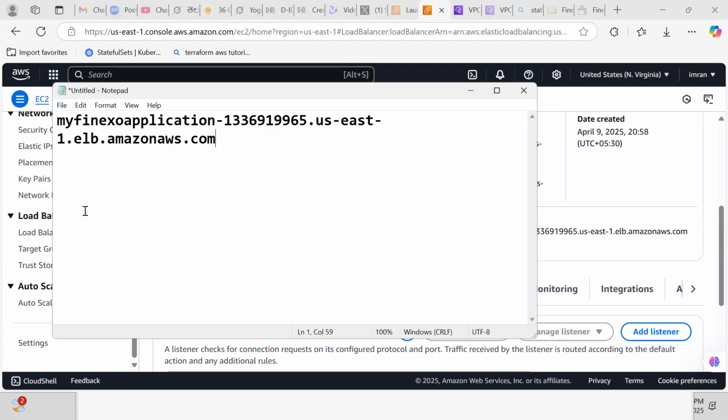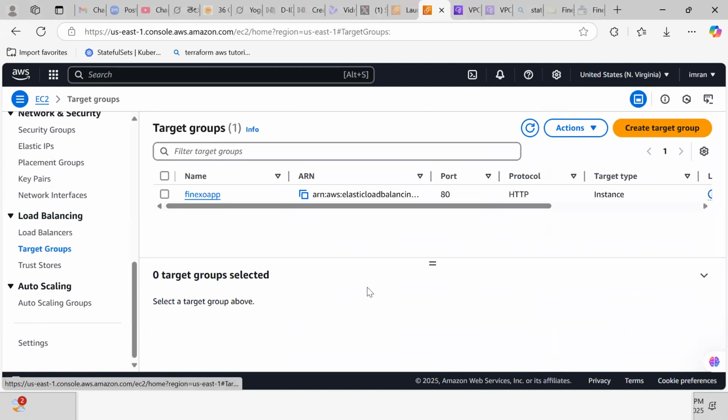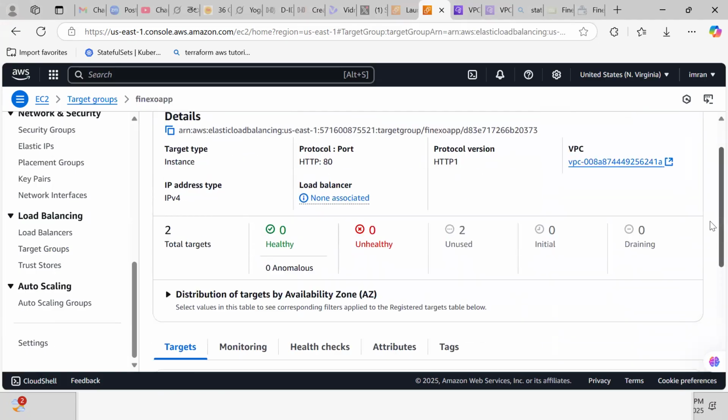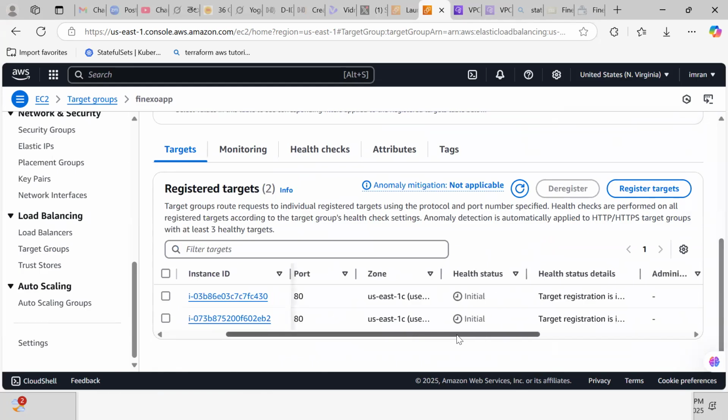If the user request comes to the domain name, it is going to redirect to this target group. In the target group, how many instances do we have? Two instances. So now we need to check the target group health also. Those should be healthy. As of now, the two are in an unused state, but we require those two to be in a healthy state. Target registration should be successful for us.